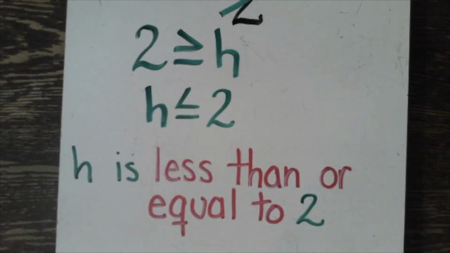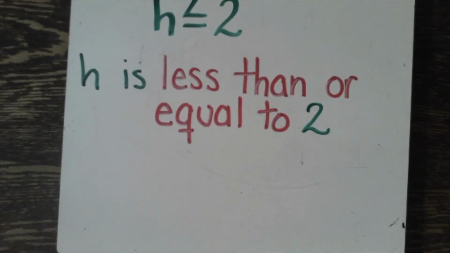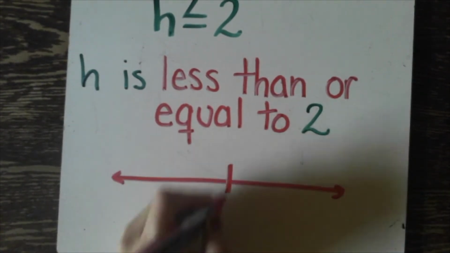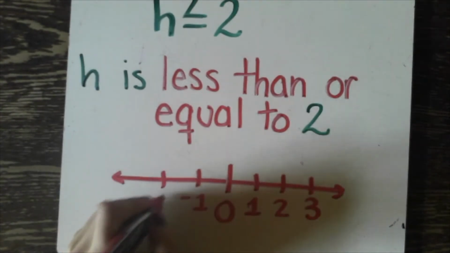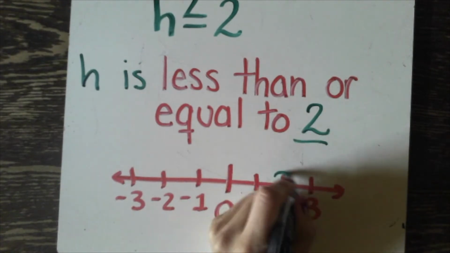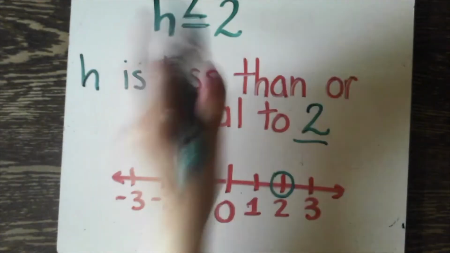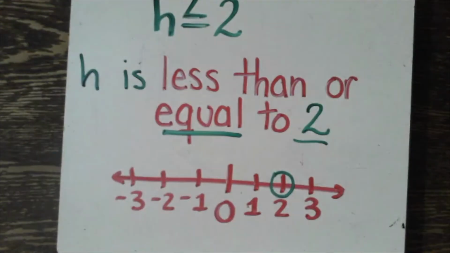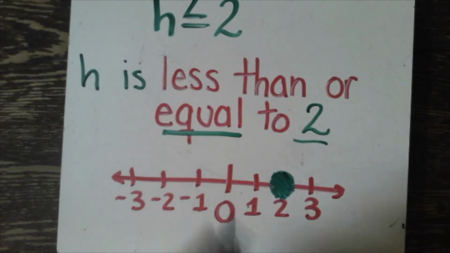On my number line, that is going to begin with the number 2, and we are going to have a closed circle because we remember that that word equal means that it can also be equal to the number 2. h could be 2, or h could be anything less. It could be 1, it could be 0, it could be negative 100. Anything equal or less than 2.